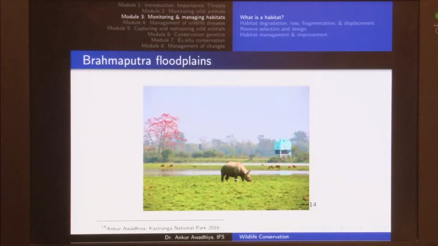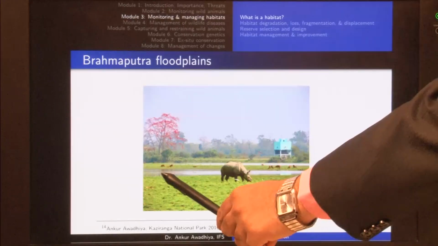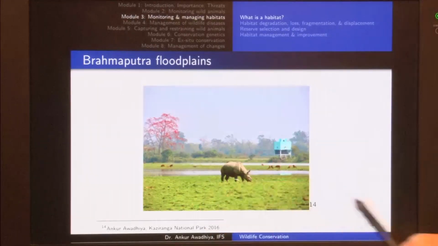So, this is another picture from the floodplains. In these areas we can observe that we have quite a lot of water there in the background. These are very marshy areas, and these form a very specific habitat.